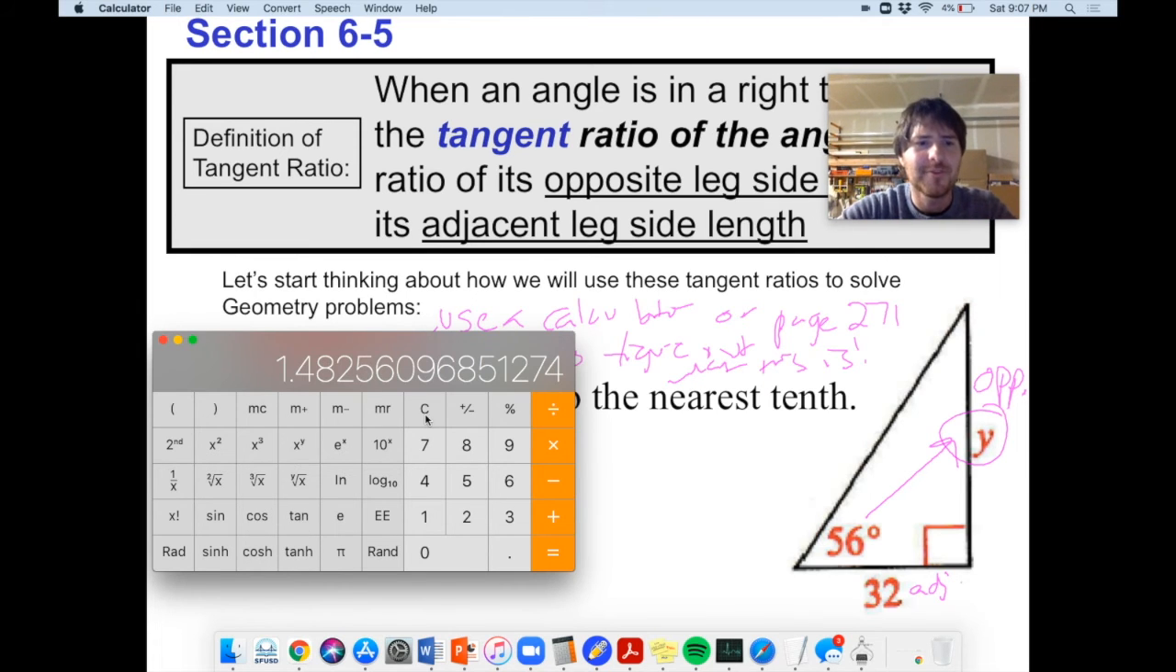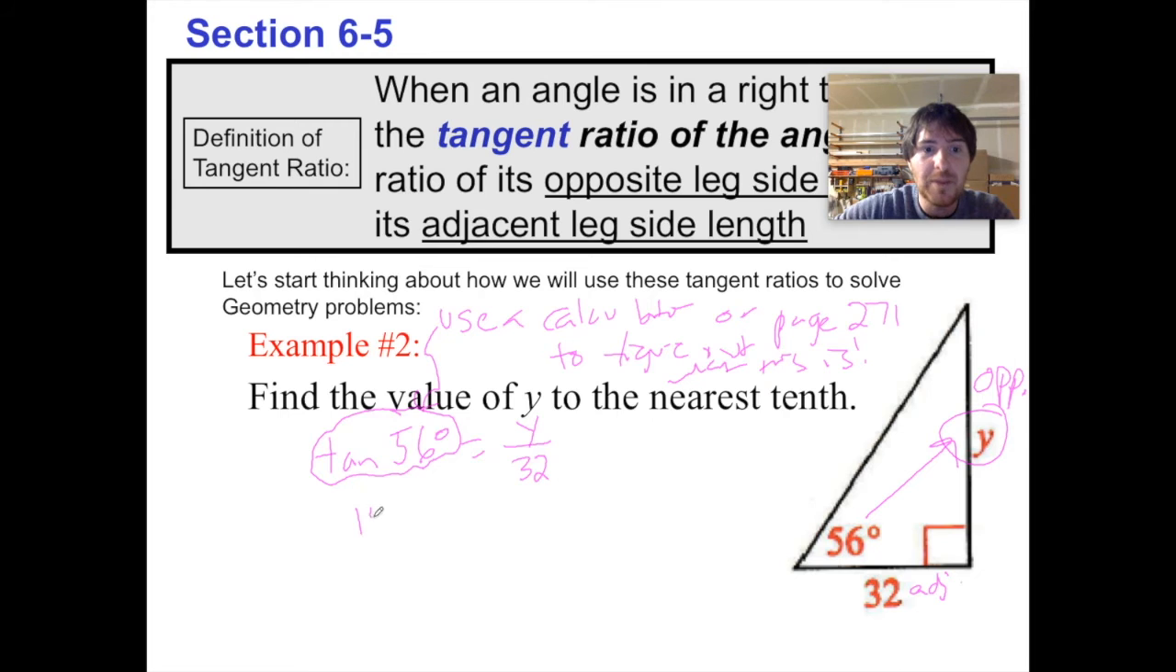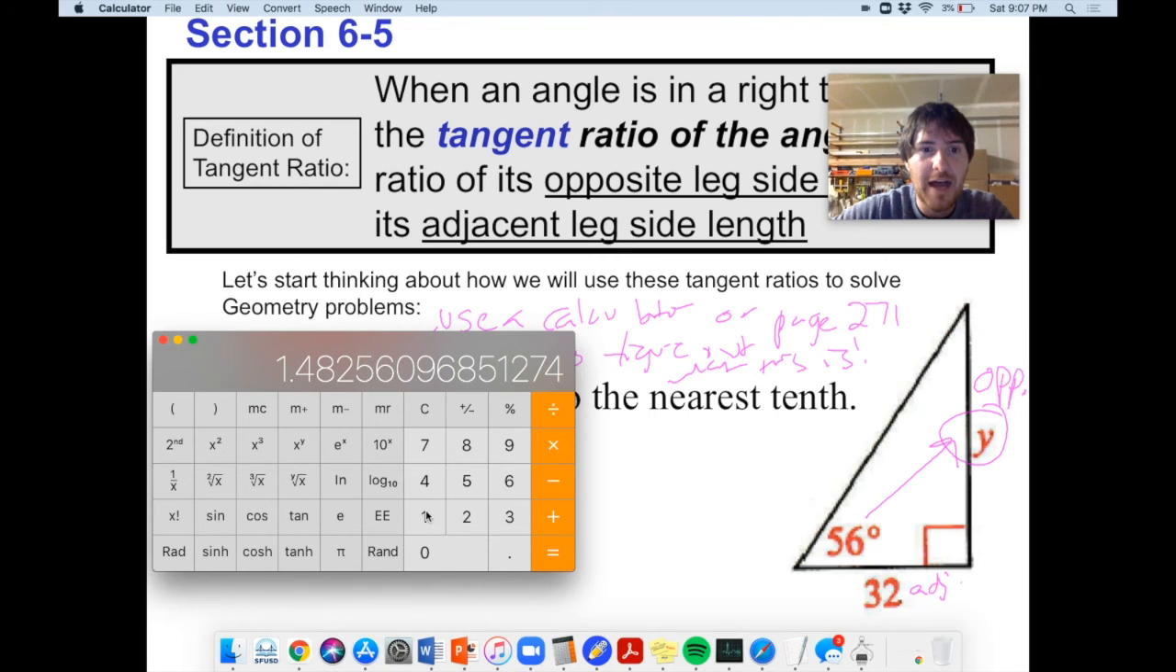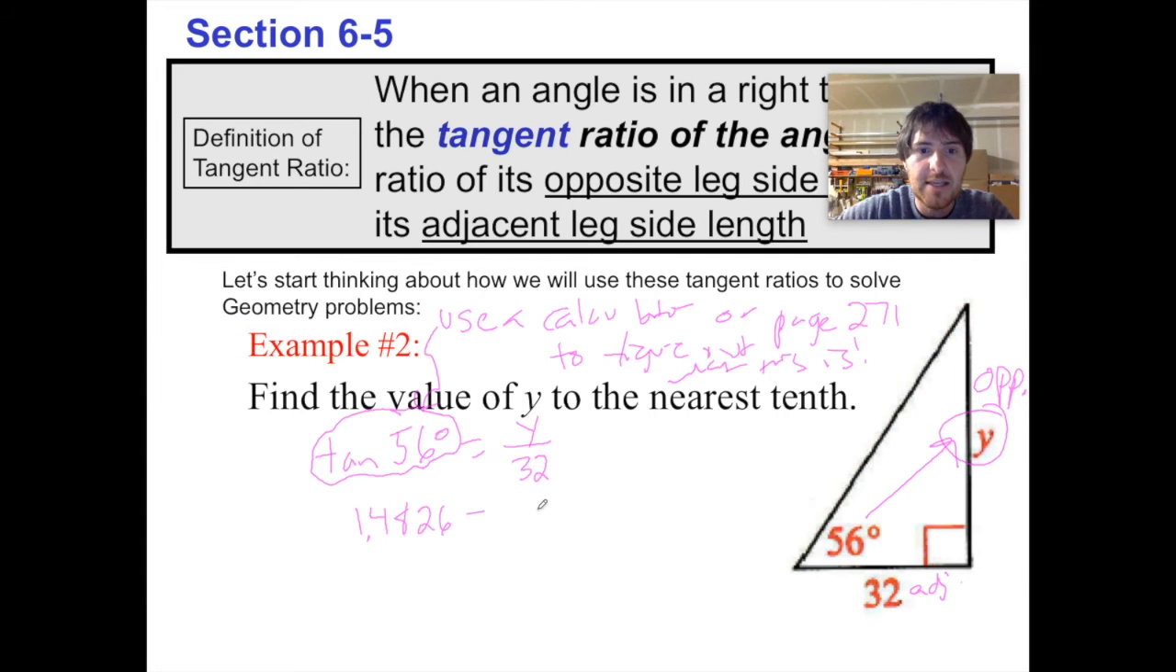Oh wait, was that in radian mode? Oh wait, no, that's right. Never mind. 56 is bigger than 45 degrees, so remember, this answer is going to be above 1. 56, hit tangent, about 1.48. So I'm going to replace tangent of 56 degrees with 1.4826, which equals y over 32.